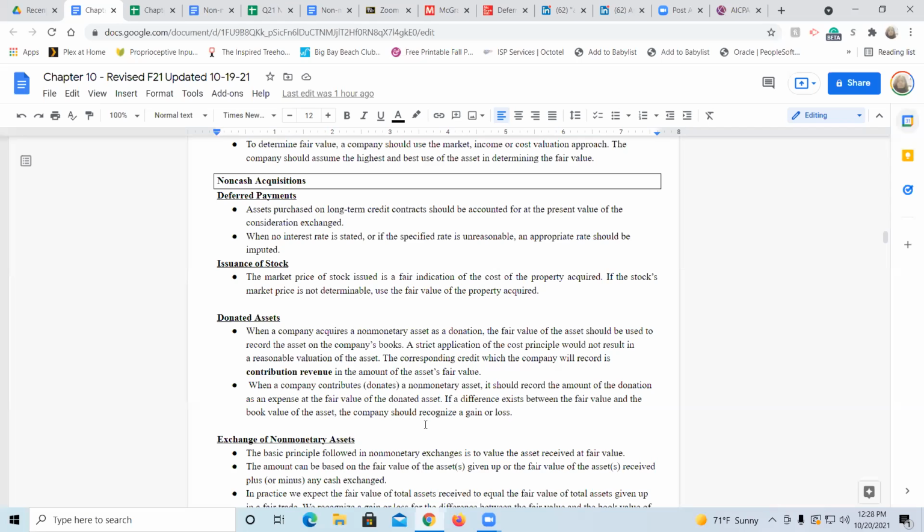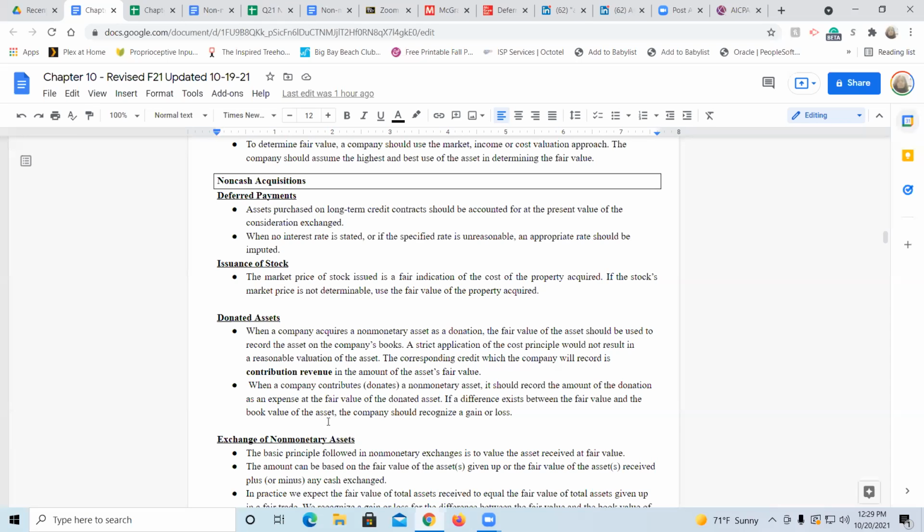When we contribute a non-monetary asset, it's an expense. When we're giving the asset away to the other side of this transaction, it's an expense for the company that's contributing the asset, and you have to record that expense at the fair value of the asset that you're donating. And if there's a difference between the fair value of the asset and the book value, obviously you will either have a gain or a loss.